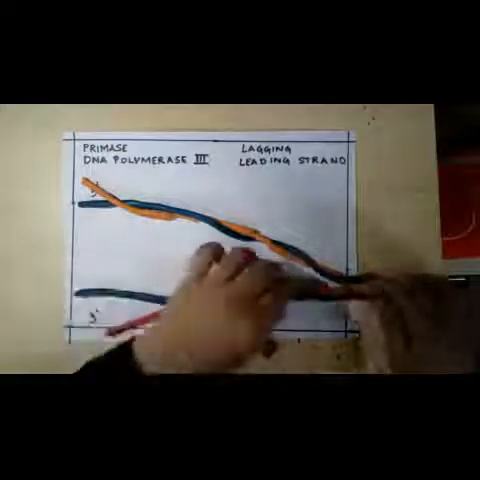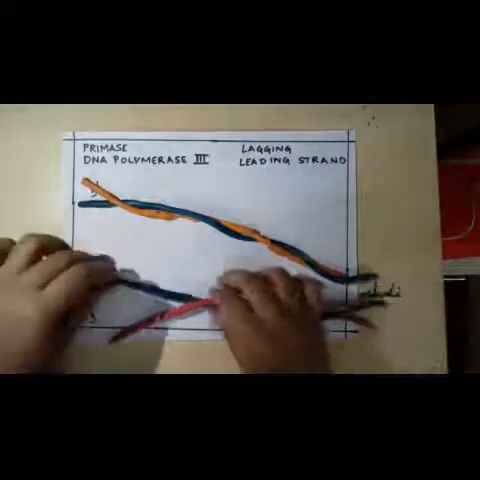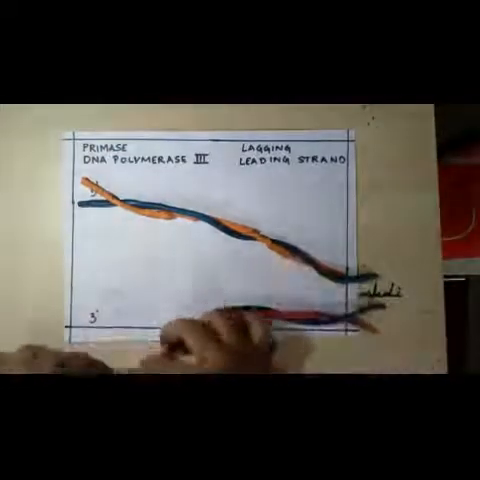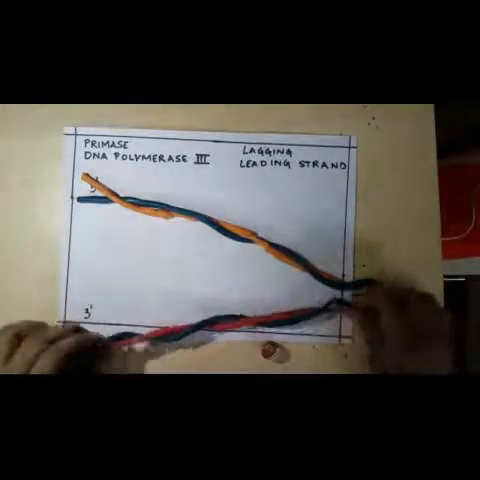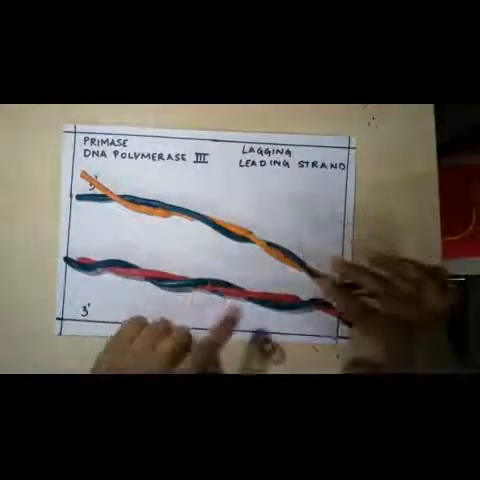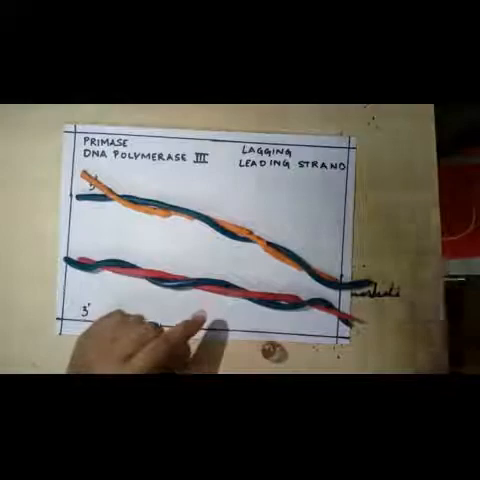So what we have seen is that from a single DNA molecule which comprises of 2 DNA strands, we get 4 DNA strands, that is basically nothing but 2 DNA molecules.